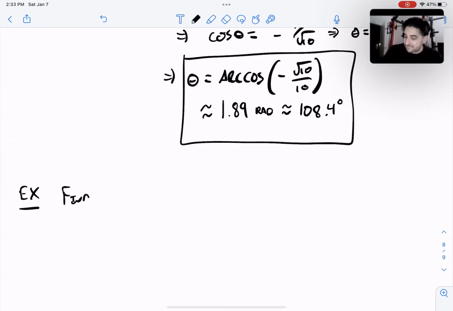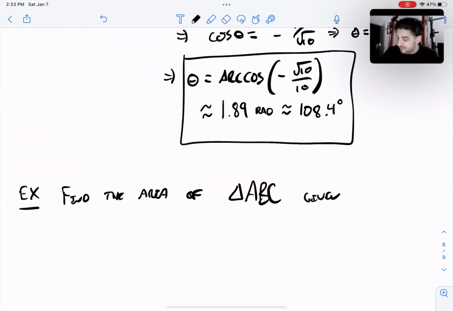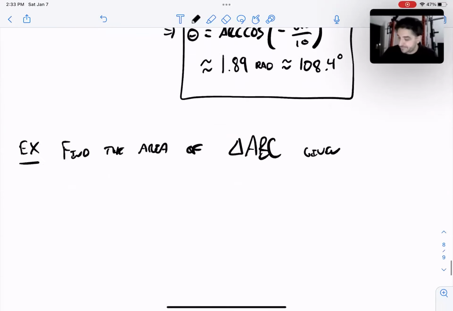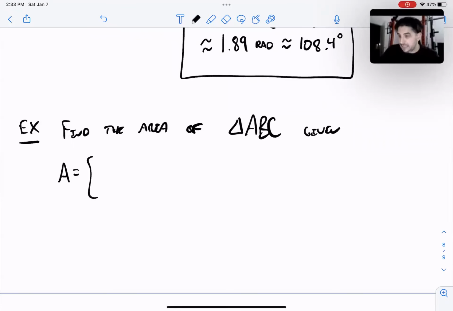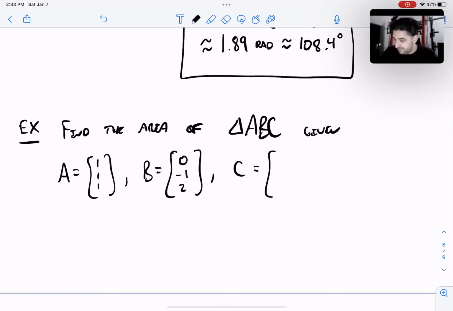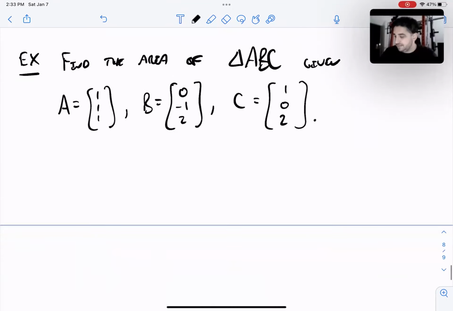Let's say this. How about find the area of triangle ABC given these 3 points. Let's say A is 1, 1, 1. Let's say B is 0, -1, 2. Let's say C is 1, 0, 2. So let's see what's going on here.